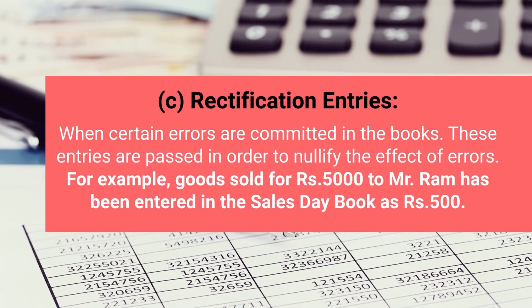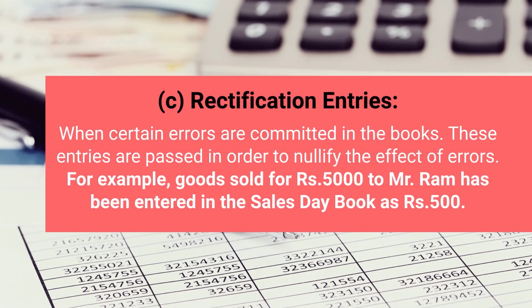Then the next one is rectification entries. When certain errors are committed in the books, these entries are passed in order to nullify the effects of such errors. For example, goods sold for rupees 5,000 to Mr. Ram has been entered in the sales day book as rupees 500. So, though the value of the transaction was rupees 5,000, it was wrongly entered in the sales book as rupees 500.